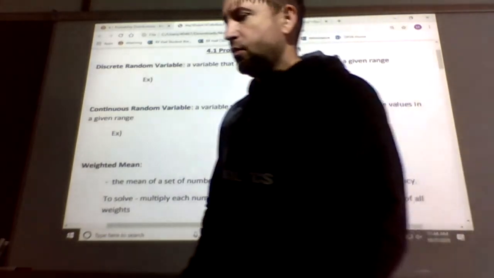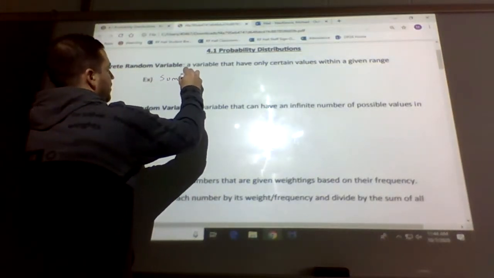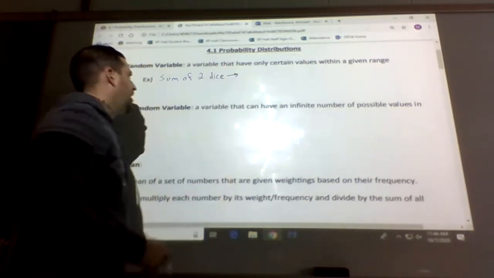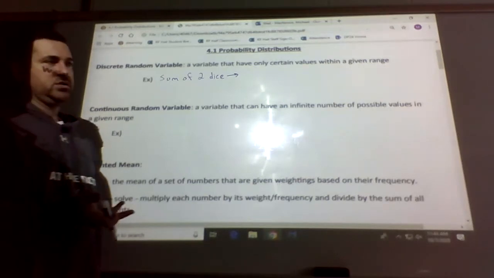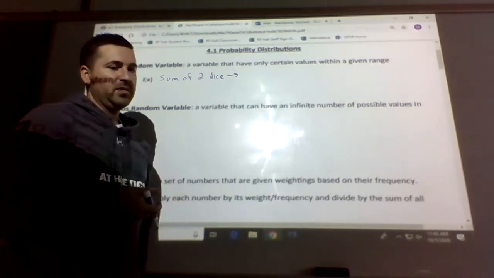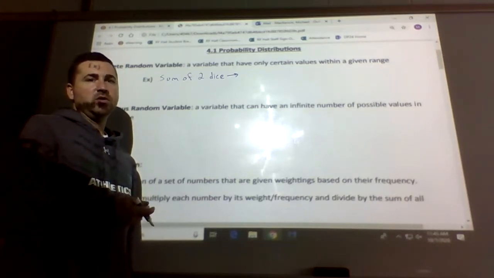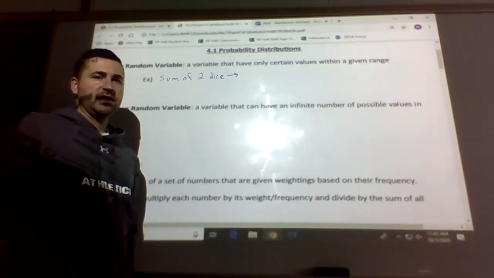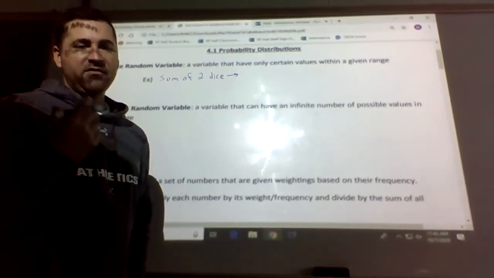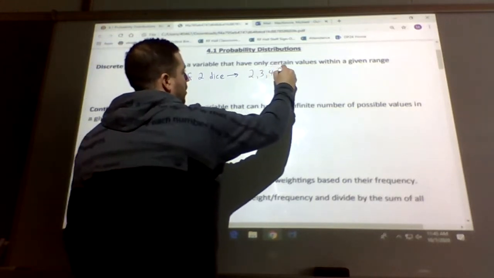One of the examples I use is the sum of 2 dice. It's discrete. If I roll 2 dice, I could have a sum of 2 all the way up to 12. So my answers could be 2, 3, 4, 5, 6, 7, 8, 9, 10, 11, 12. I can't have 1.5 or 2.5. If I roll them, I have just certain values.